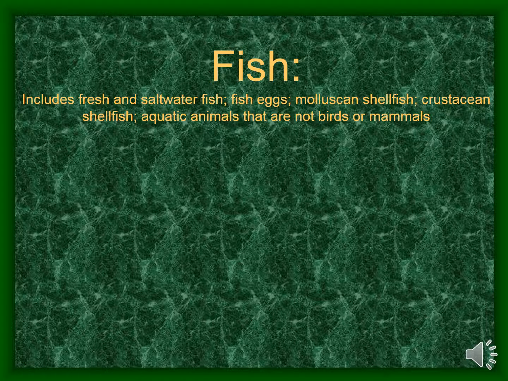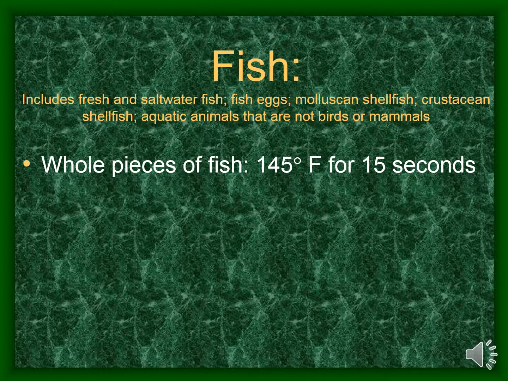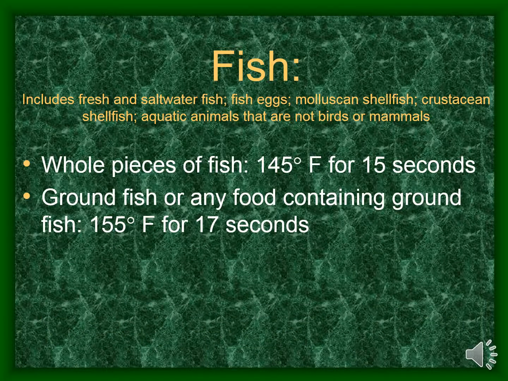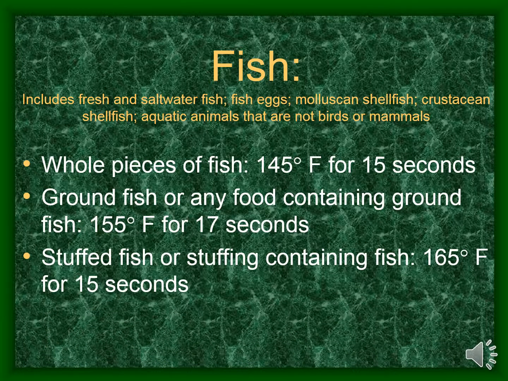The next set of temperatures are for raw fish. Fish includes all fresh or saltwater fish, any fish eggs, molluscan shellfish, crustacean shellfish, and any other aquatic animal that is not a bird or mammal. Whole pieces of fish must be cooked to at least 145 degrees Fahrenheit for at least 15 seconds. Ground fish, or any food containing ground fish, must be cooked to at least 155 degrees Fahrenheit for at least 17 seconds. And stuffed fish, or any stuffing containing fish, must be cooked to a temperature of at least 165 degrees Fahrenheit for at least 15 seconds.